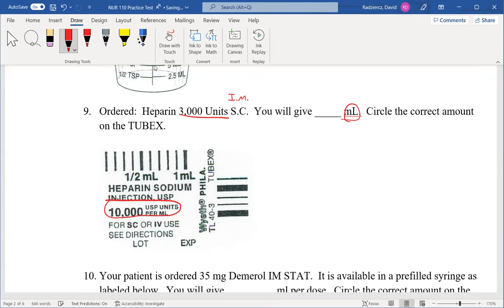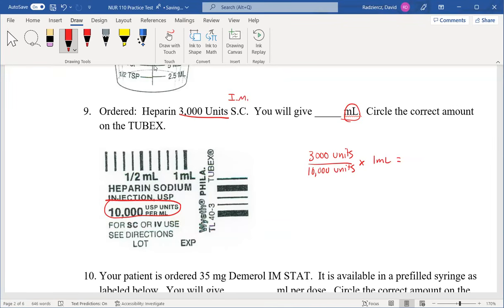So I'm going to set this up the same way I've been setting all these up, 3,000 units. So remember, units, just like milliequivalents, just like milligrams and micrograms, is just a unit of measure, over the 10,000 units times your quantity, which is 1 milliliter.